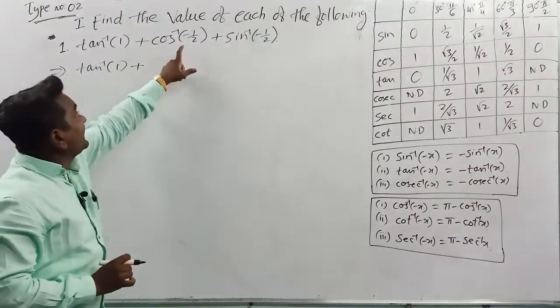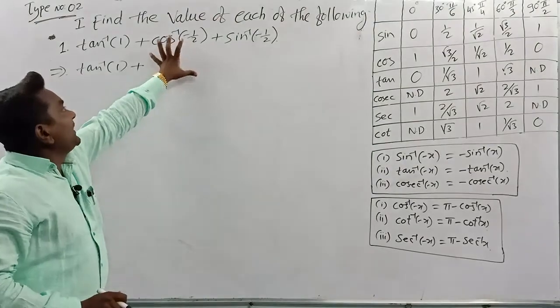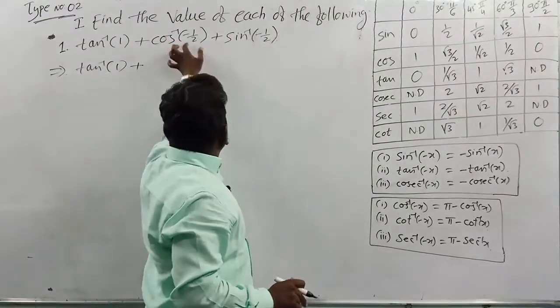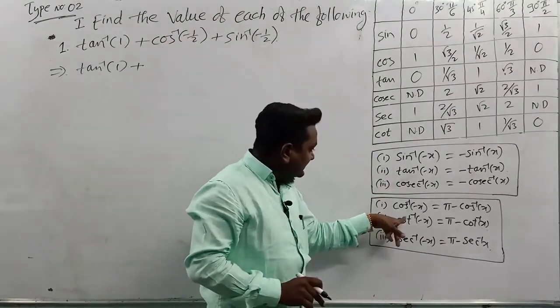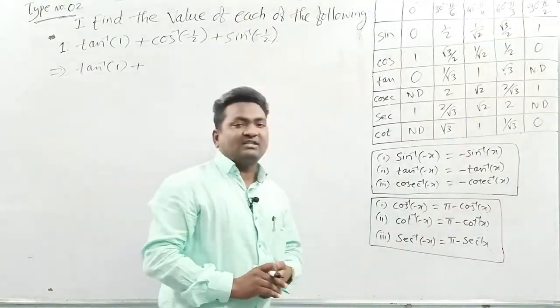Because of that reason, a negative sign is there. We have to omit this negative sign, by using its property. Cos inverse minus x is equal to what? Pi minus cos inverse x.